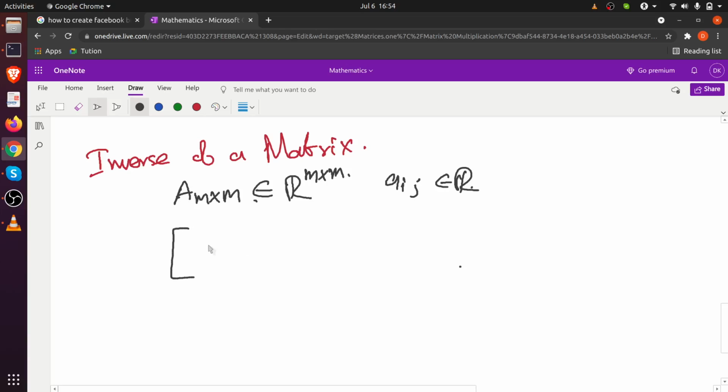So an example matrix would be 1, 2, 3, 4. So this matrix belongs to R of 2 cross 2.